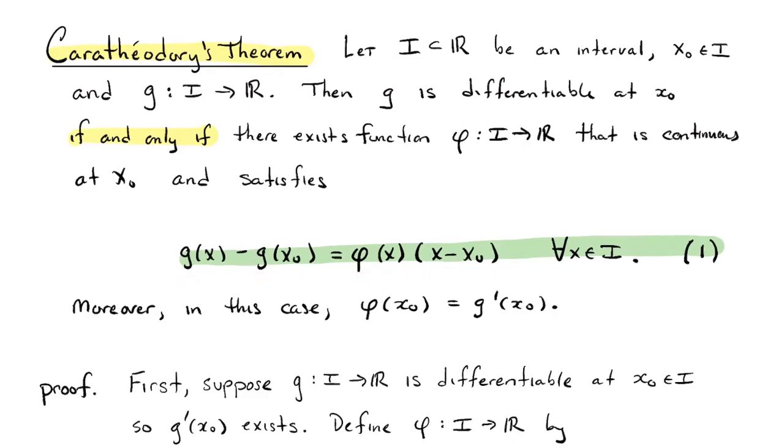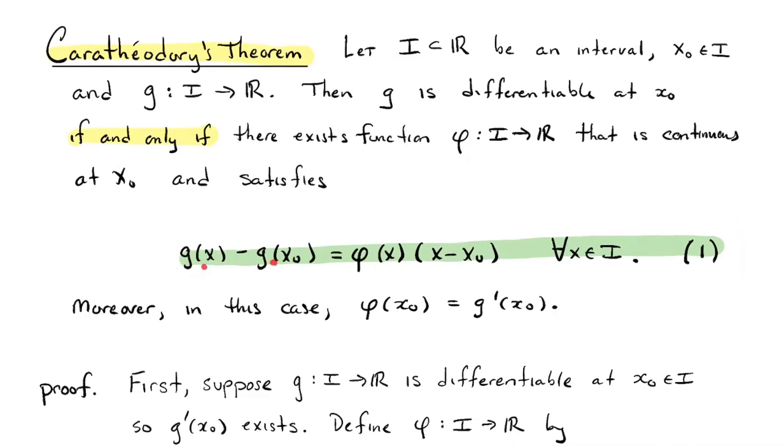So Carathéodory is saying that if such a function phi exists, then this function g is differentiable, and vice versa. If g is differentiable, this function phi exists, and in that case, the value of phi at x0 is the derivative. And I think you can see it. If you just divide both sides by x minus x0, well, that's the difference quotient. So if x isn't x0, this function phi equals that difference quotient. So this is really a pretty gentle rephrasing of what it means to be differentiable, but it's nice because the highlighted formula here doesn't have any fractions in it.